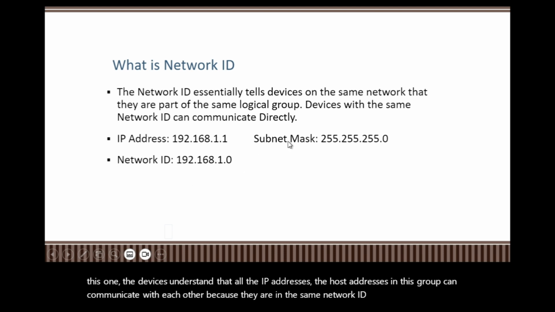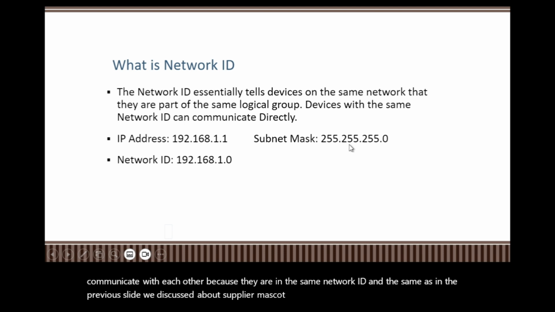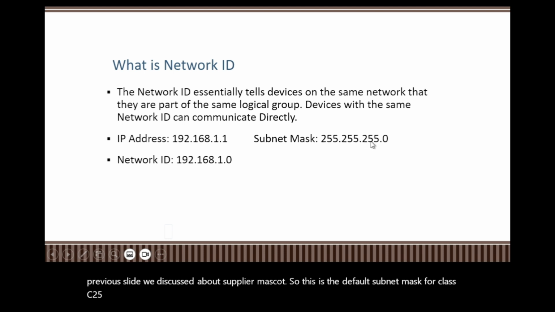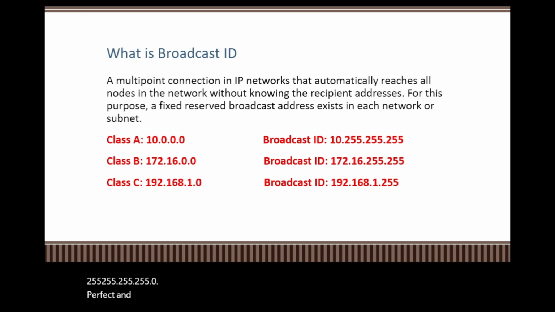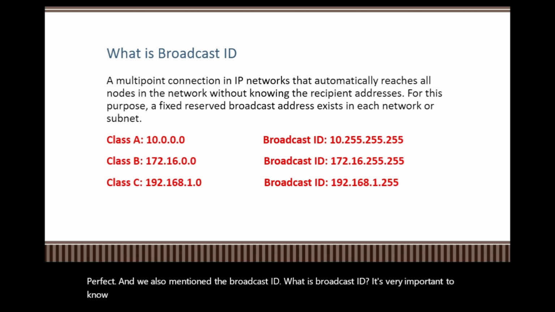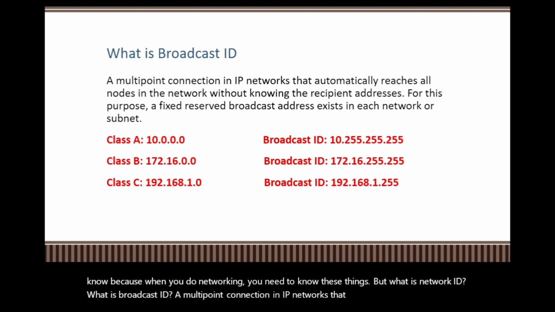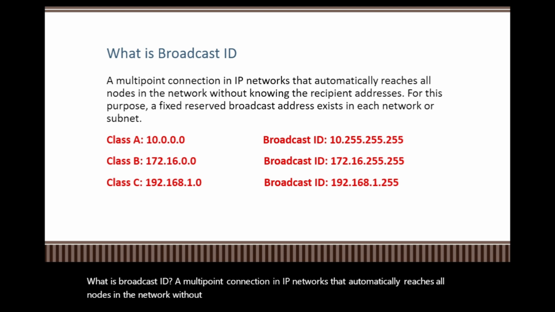And the same as in the previous slide, we discussed the subnet mask. So this is the default subnet mask for class C, 255.255.255.0. Perfect. And we also mentioned the broadcast ID. What is broadcast ID? It's very important to know, because when you do networking, you need to know these things. What is network ID? What is broadcast ID? A multi-point connection in IP networks that automatically reaches all nodes in the network without knowing the recipient's address. For this purpose, a fixed reserved broadcast address exists in each network or subnet.